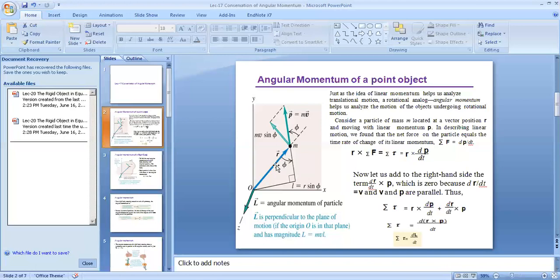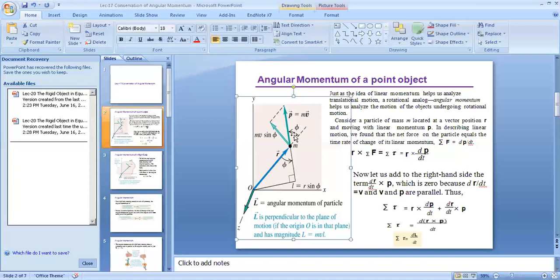If we extend this radius vector in this way, then the angle of this p vector with this horizontal axis is phi. If this is angle phi, then we can resolve this vector into its rectangular components, and this vertical component will be marked as mv sine of phi, and this horizontal component will be marked as mv cos of phi.